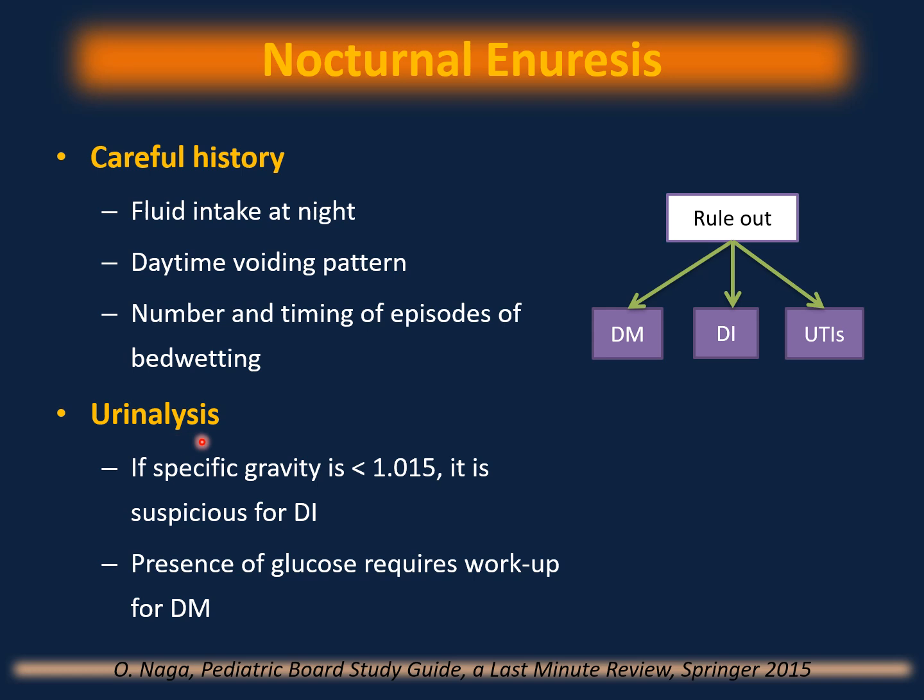First test to do: urinalysis. If you see glucose in urine, you need to do full workup for diabetes mellitus. If you see low urine osmolarity or low urine specific gravity, this makes you suspicious of diabetes insipidus. If there are high white blood cells in the urine or positive urine culture, this is UTI. This is very important to do before you come to the diagnosis or start treatment for nocturnal enuresis.